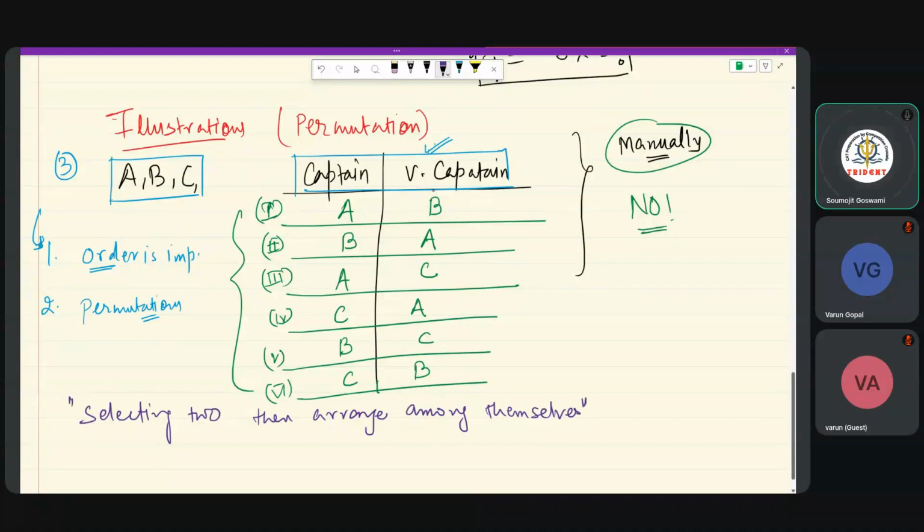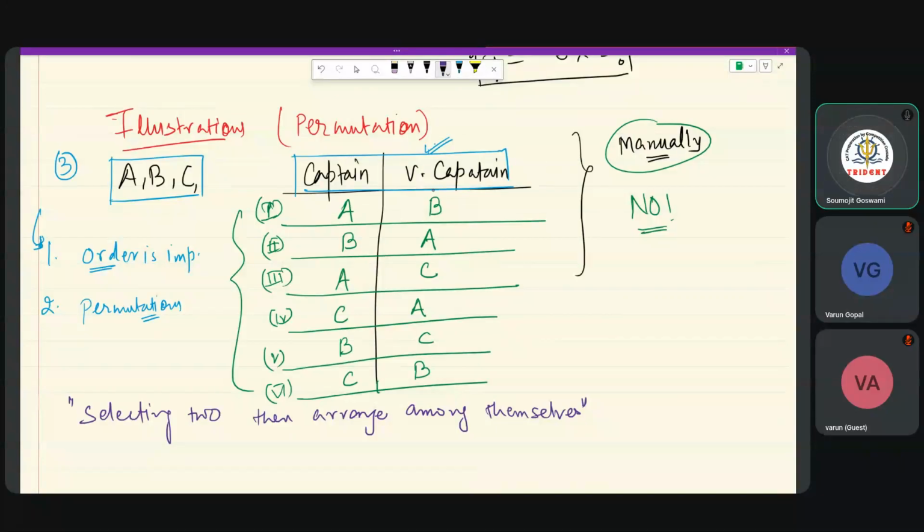This is the only topic, let me say before I write or before I explain anything, this is the paisa vasool topic. This is the only topic in which the faculties speak a lot, they write a lot, and I have to write, I have to speak, because otherwise it will not make sense. What I'm saying is that selecting the 2 and then arranging among themselves. Why arranging among themselves? Because order is important. Who becomes the captain versus who becomes the vice captain is important. The order is important. So we select the 2 and then arrange it.